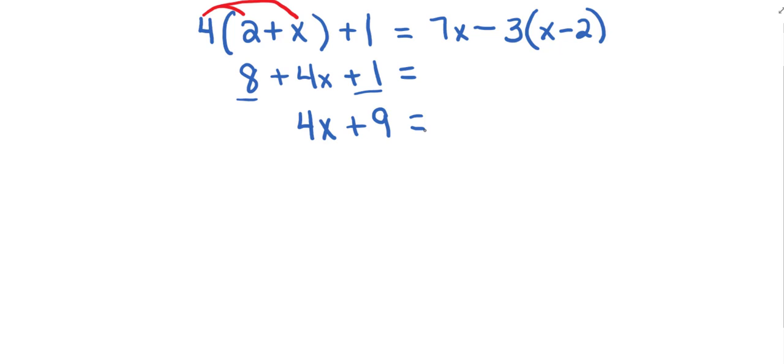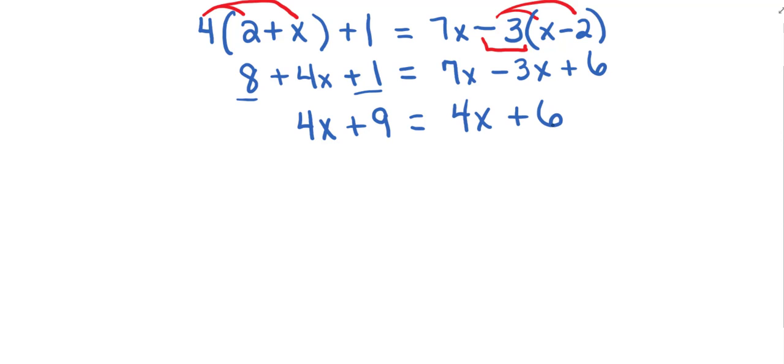On the other side, we need to distribute and get the parentheses off. So we'll take that -3 and distribute. So we're going to keep the 7x, minus 3x plus 6. And the x terms can go together. So that gives us 4x plus 6.